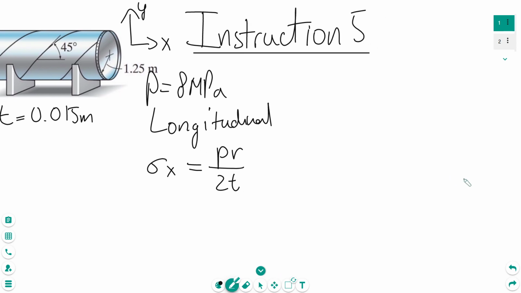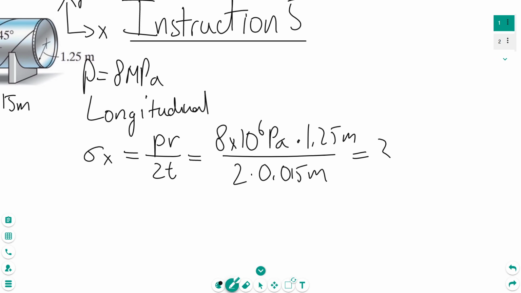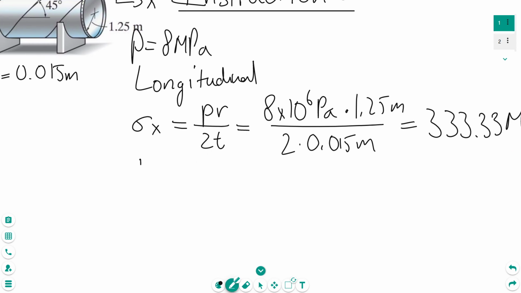In this case, P is the internal pressure, R the radius of the cylinder, and T the thickness of the cylinder's skin. If we plug in the numbers, we obtain 8 times 10 to the 6th pascals times 1.25 meters divided by 2 times 0.015 meters. Therefore, we get that the longitudinal stress is equal to 333.3 megapascals.